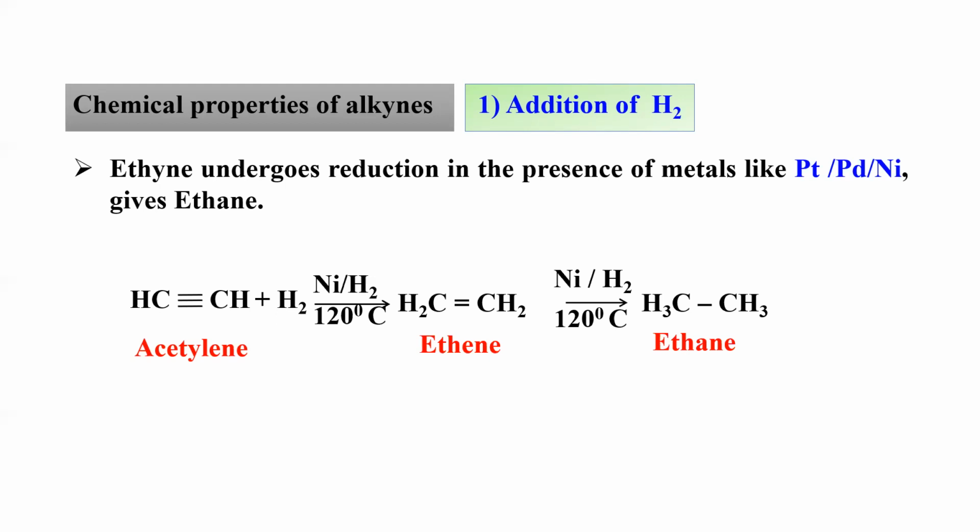Because for an alkyne to get converted to alkane, which is the final product, it has to give an alkene as one of the products in between. So that will be the first step. Alkyne to alkene will be the first step. Alkene to alkane will be the second step. Yeah, so pretty straightforward.